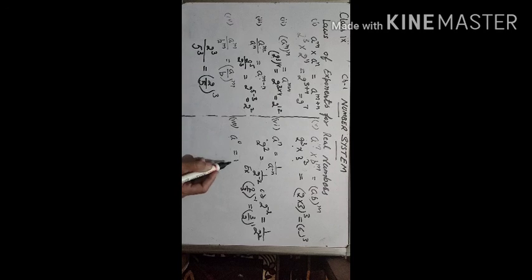Next is a to the power 0 is equal to 1. We know that 2 by 2 is equal to 1. So if 2's power is 1 and 2's power is 1, if we use this law, a to the power m upon a to the power n, then m minus n, then 2 to the power 1 minus 1, that is equal to 2 to the power 0, that is equal to 1.